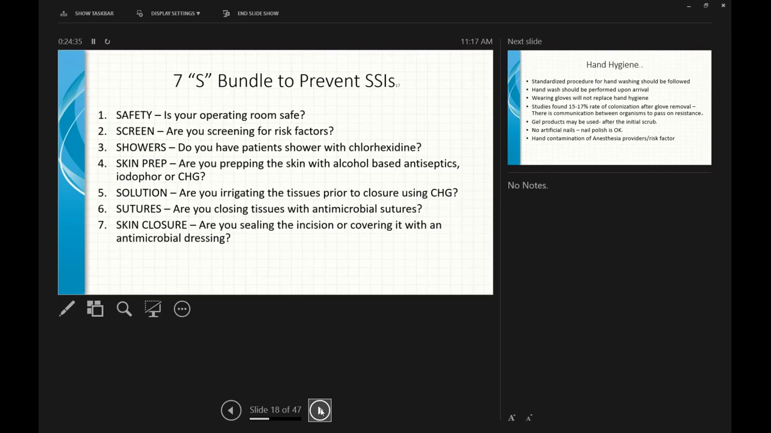Our orthopedic surgeon didn't see the patient that was going to have the emergency hip operation on Saturday until the day before. This physician wasn't screening for all of the risk factors. We didn't know all of the risk factors then, and a certain number of them became infected. Now we know that we need our patients to shower with chlorhexidine the night before and the morning of.